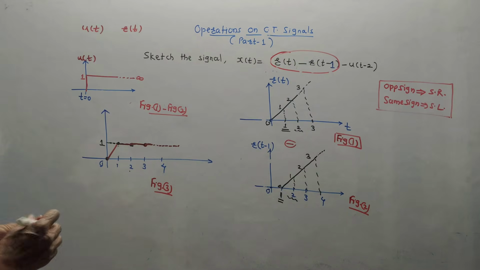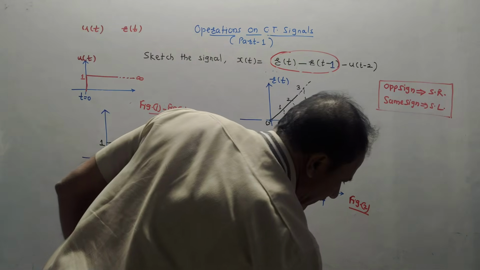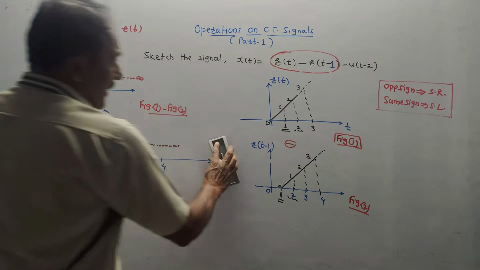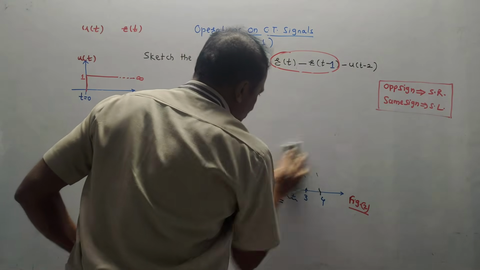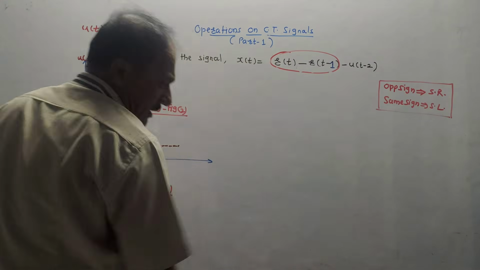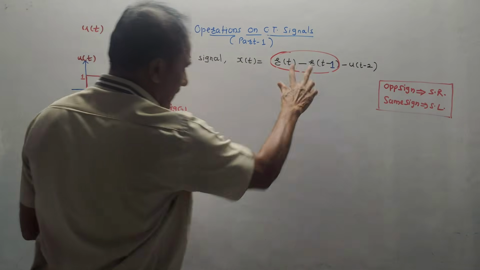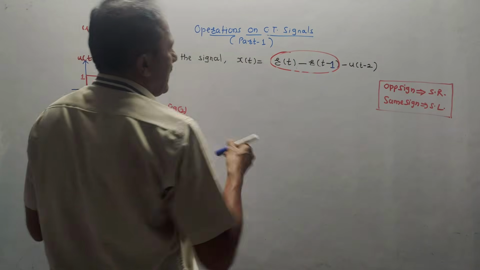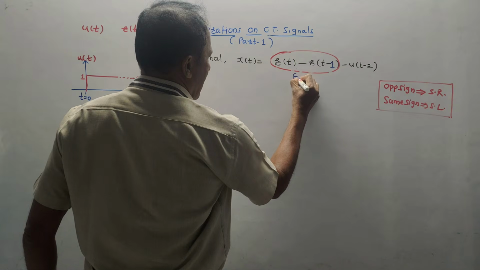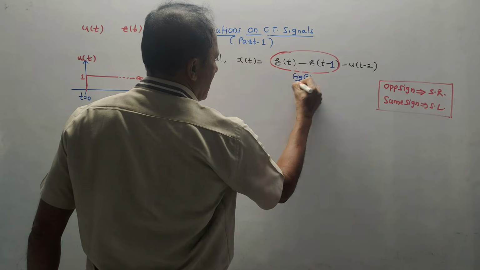Every time write some figure numbers so that the calculation will be easy. Next part, how to think. Now consider the last term. Actually, this first part we have completed. This represents figure number 3. This part I have finished, which represents figure number 3.